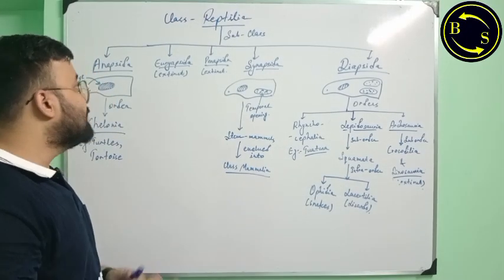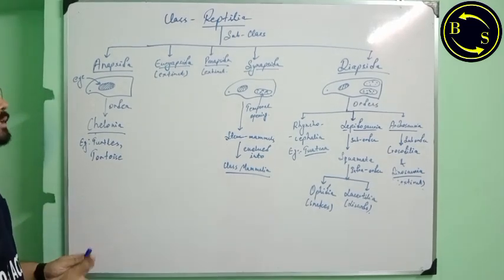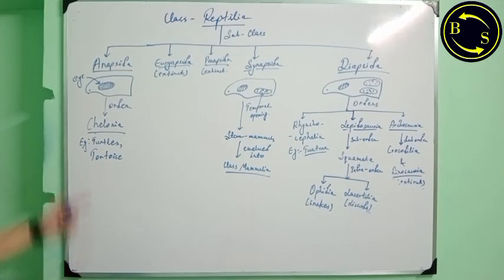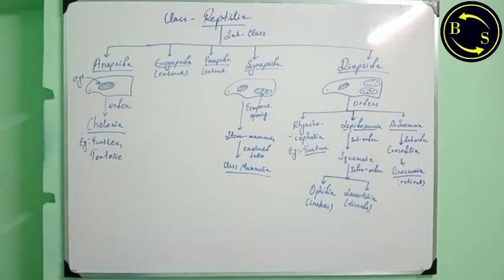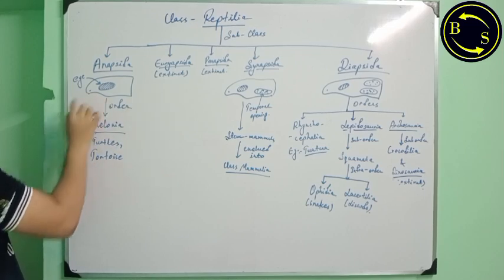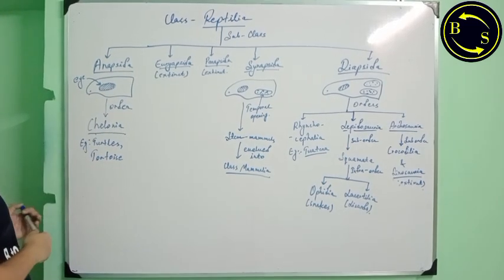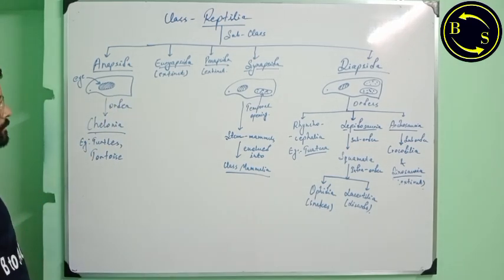Let us look into the classification scheme of class Reptilia. Now, class Reptilia can be subdivided into various subclasses. First is the Anapsida. Anapsids have a skull shape like this. They have the nasal opening, the eye, but they do not have a temporal opening behind the eyes. They have a single living order called Chelonia, which includes all turtles and tortoises.